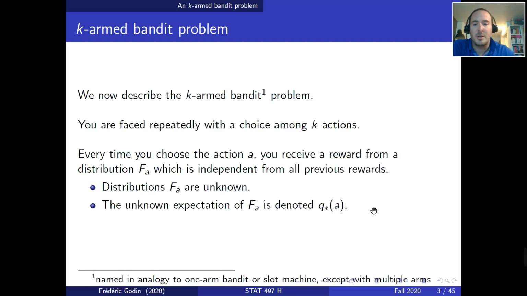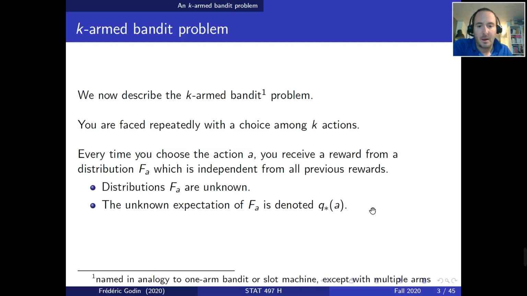The distribution FA is assumed to be unknown. Every time you pull a lever, you receive a reward from the distribution associated with that lever, but you don't know that distribution. We don't know before the experience what the distribution is, so we want to pull levers to get information about it. The objective here will be to maximize reward, which I'll explain shortly.